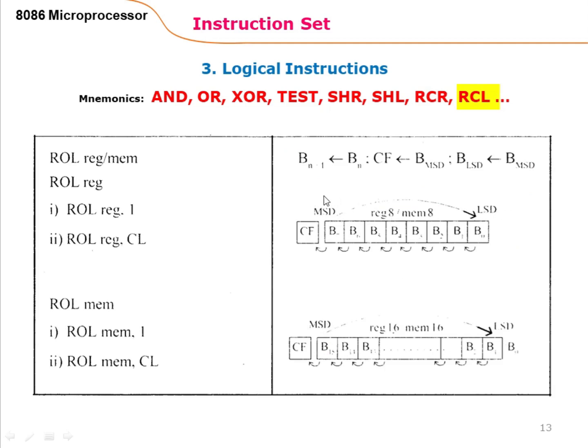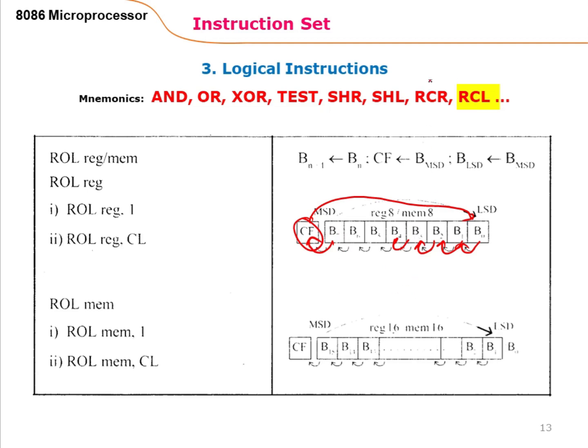Next instruction is rotate through carry to the left. So this is a left rotation. So what happens here, the contents are rotated. Now the carry flag goes to the least significant digit and the contents are shifted one bit to the left, and the most significant digit goes to the carry flag. The same operation occurs for 16-bit also.